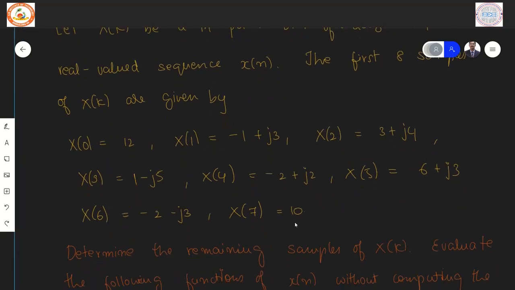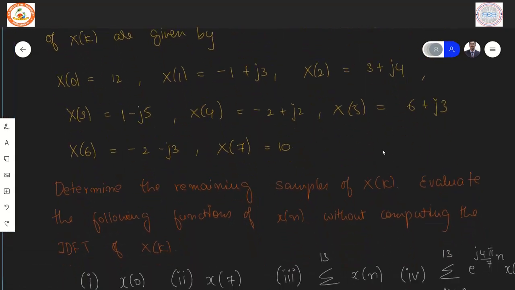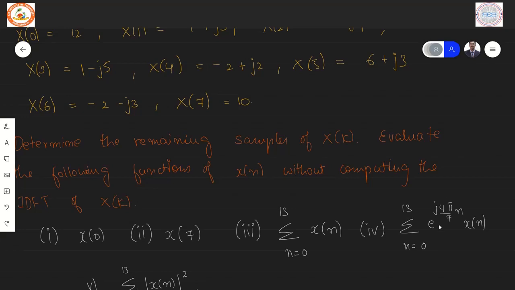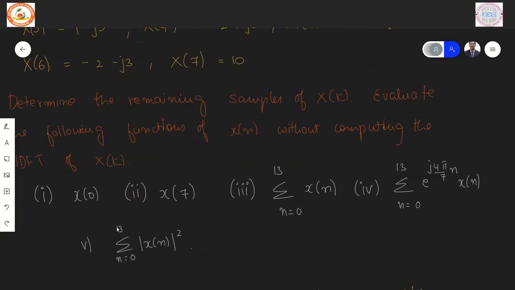It's a 14-point DFT. They have given you only 8. The rest of the values have to be computed. And evaluate the following functions of x[n] without computing the IDFT of X[k]. So this is a problem which is like what we have discussed, but it is different. You have to observe it carefully. Here we are asked to calculate not capital but small x[0], x[7], the summation for n from 0 to 13 of x[n] e^(j4πn/7), and lastly the summation for n from 0 to 13 of |x[n]|^2.